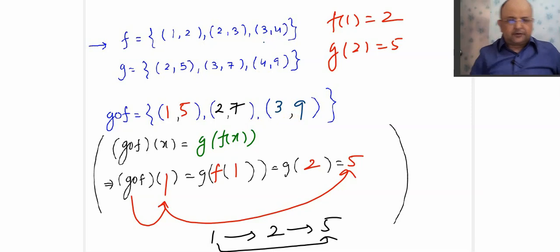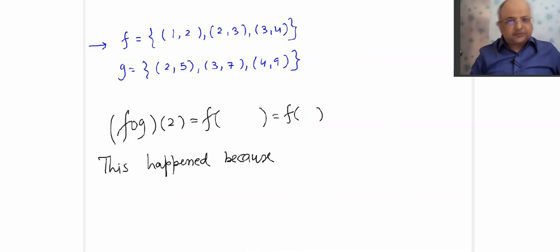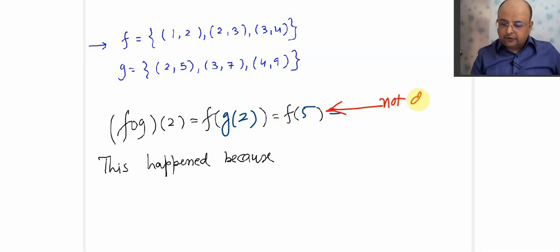Obviously you immediately felt like saying, sir, now I want to find out fog. Come on, same example. What is fog 2? Fog 2 means f of g of 2. What is g of 2? 5. What is f of 5? Sorry, f of 5 does not exist. Yes, f of 5 is not defined.